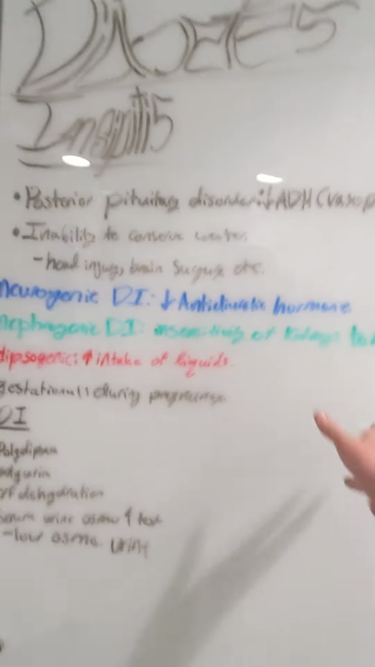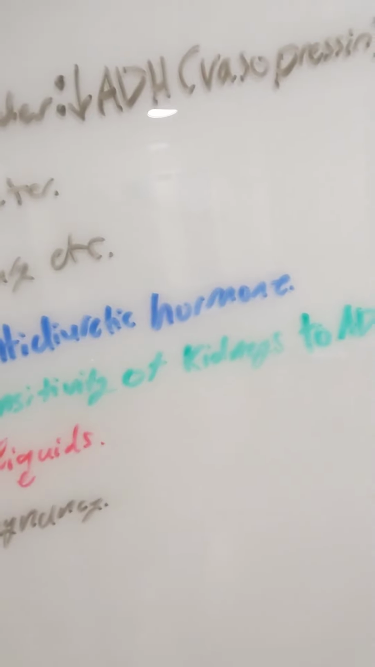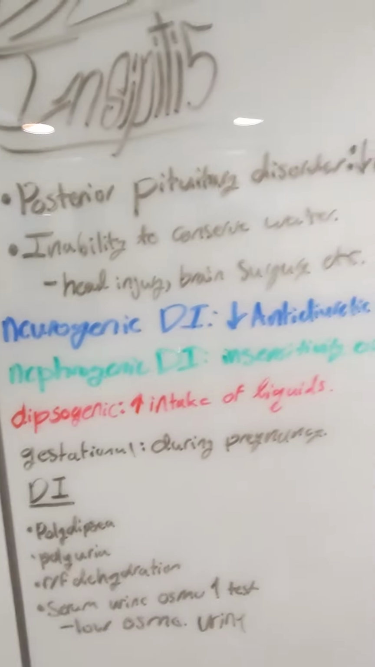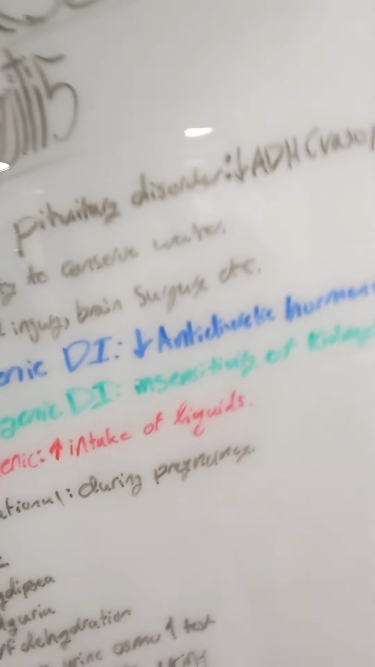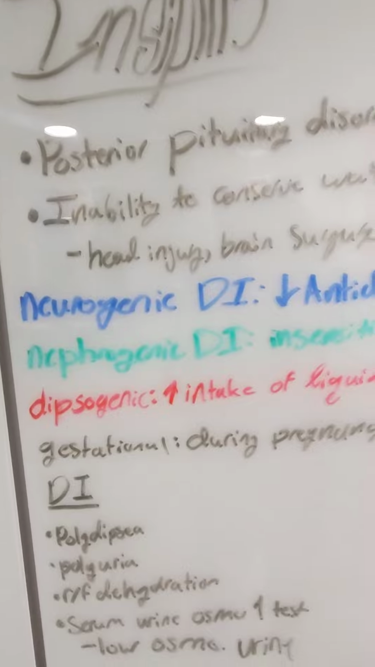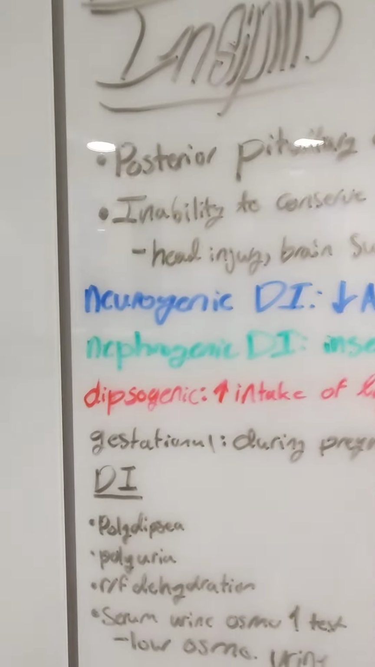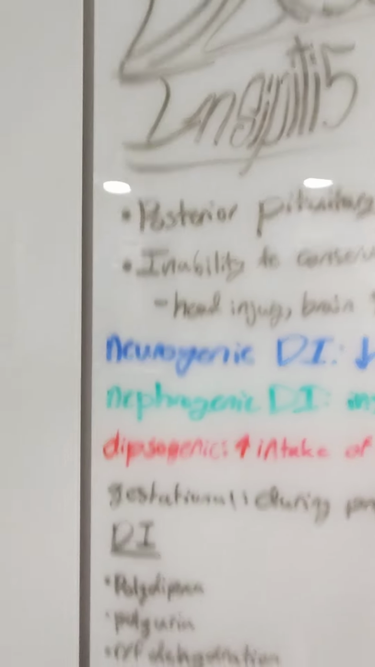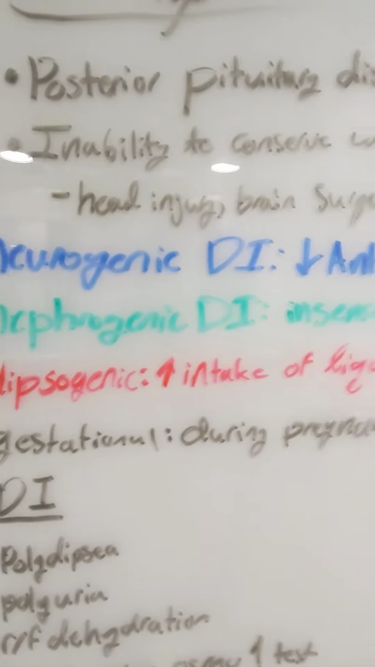Now, this was in our notes. I don't think we need to know this, but just in case, because I am making a 90 on this test, is neurogenic DI. That's decreased antidiuretic hormone. So think neurogenic. Antidiuretic. Nephrogenic is insensitive to ADH. So nephro's a butthole, neuro's in the brain, and then we got dipsogenic, which is an increased intake of liquids.